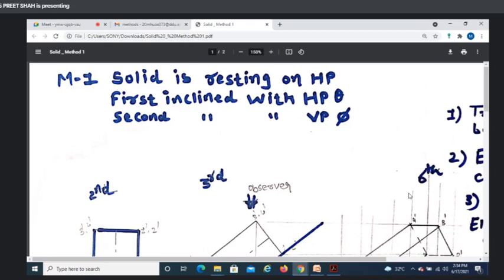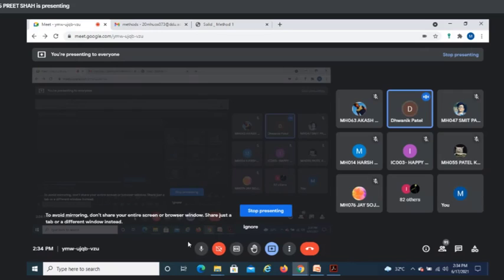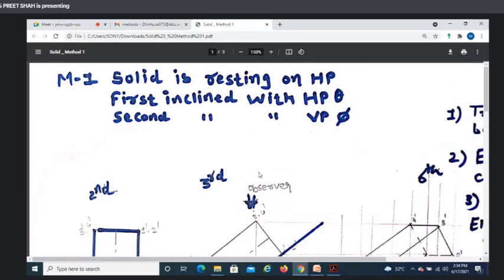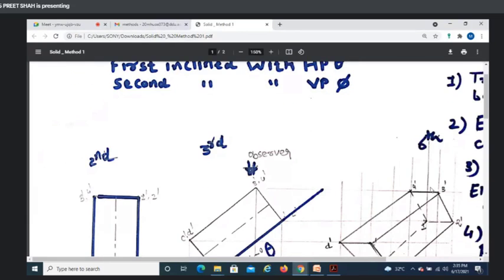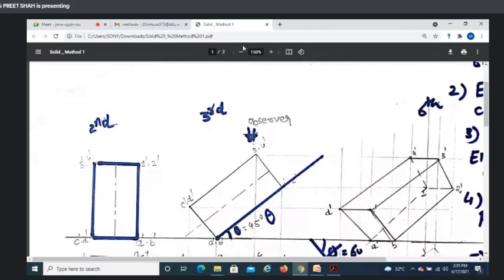First, it is inclined with the HP plane by theta angle. For example, take a square prism resting on the HP plane on one of its sides. Now it is inclined with the HP plane by 45 degrees, then it is inclined with the vertical plane by 60 degrees. So this is the problem. How will you solve it?